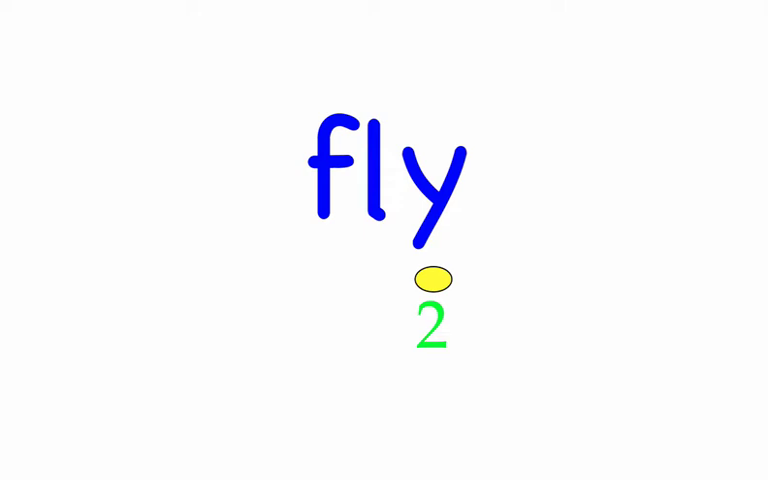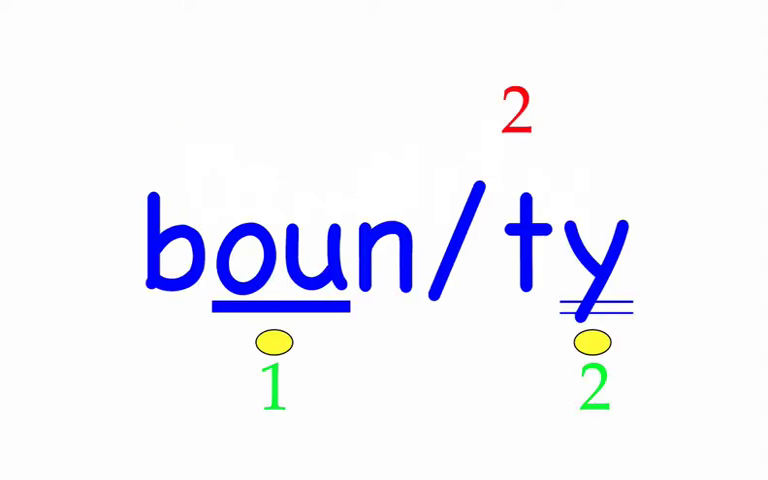Bounty. He is a bounty hunter. Bounty. Boun, 3 sounds: b, ow, n. T, 2 sounds: t, e. Boun, T. Mark the word. Here again, Y is representing its second long sound E, so we double underline the Y.